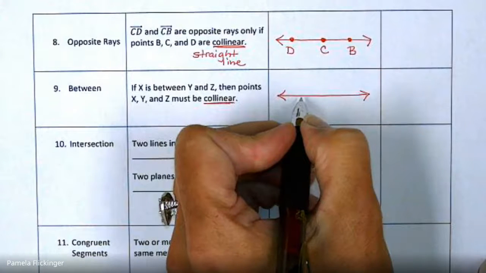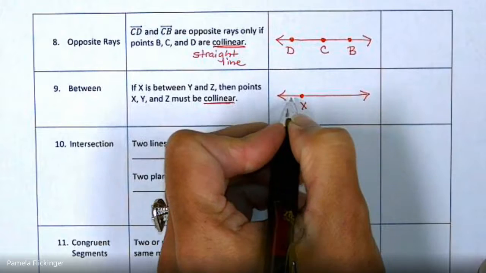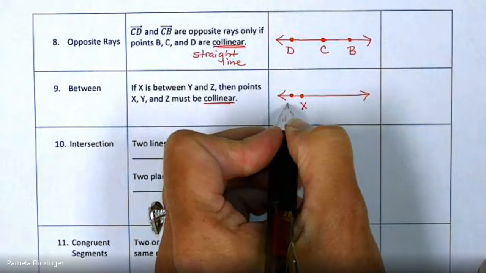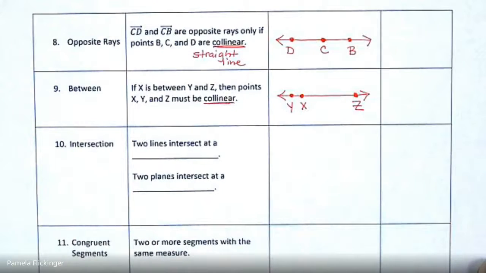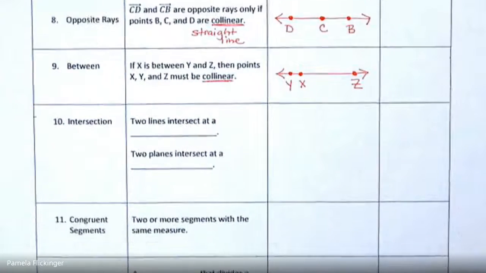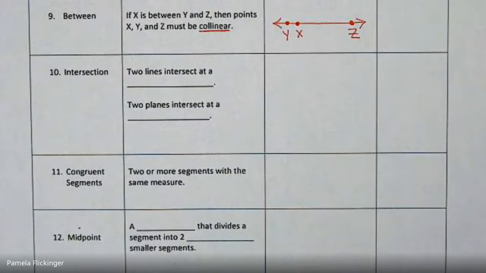So I'm going to do this very intentionally. I'm going to put X here, but if it's between Y and Z, I'm going to put Y very close and I'm going to put Z further away. All right, just to remind ourselves that it does not have to be right in the middle. The word intersection. Intersection, two lines will always intersect at a point.